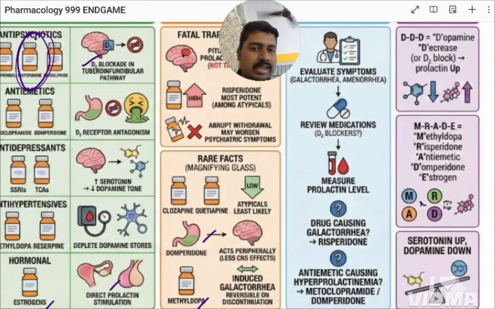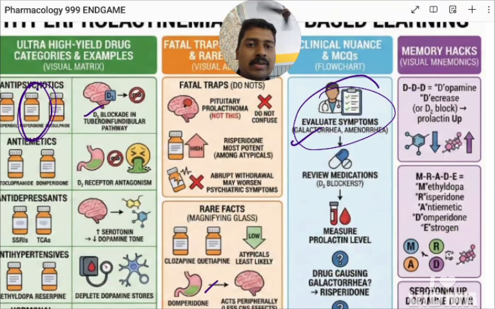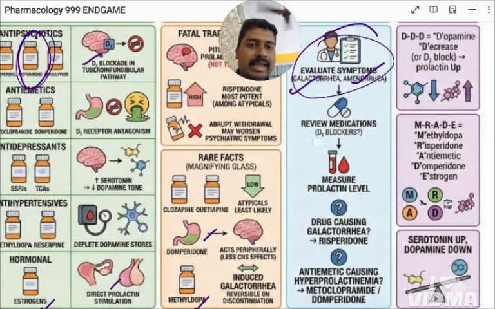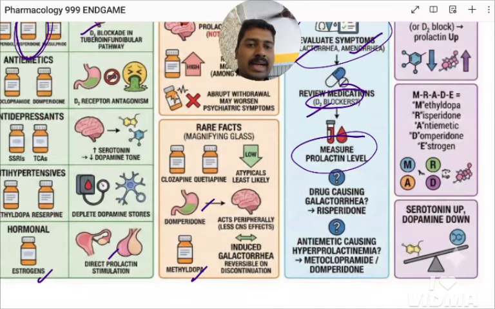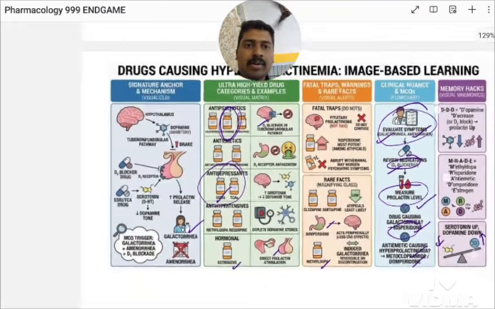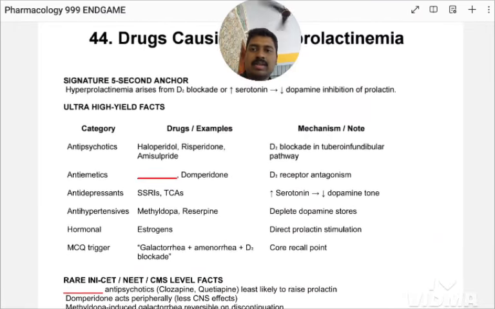So whenever you have a question on galactorrhea or amenorrhea, you will review whatever drugs are given to the patient. In that you will find D2 blockers. Next you'll measure the prolactin level and see if there's a drug causing galactorrhea, especially risperidone. Other drugs are antiemetics causing hyperprolactinemia, metoclopramide and domperidone. There is one more inverse relationship of serotonin and dopamine. Whenever serotonin is high, dopamine will be low, and when dopamine is high, serotonin will be low. That is the mechanism behind antidepressants like SSRIs causing D2 blockade.